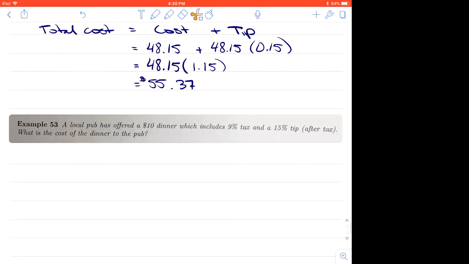Okay. So a local pub has offered a $10 dinner. So all you pay as a customer is $10, right? But they're saying that's going to include your 9% tax and a 15% tip, so you can feel good about yourself after tax. So what is the cost of this dinner that the pub is actually serving you? What would be the equivalent of them advertising a price and then you paying 9% taxes and 15% tip after taxes, to get you to $10?